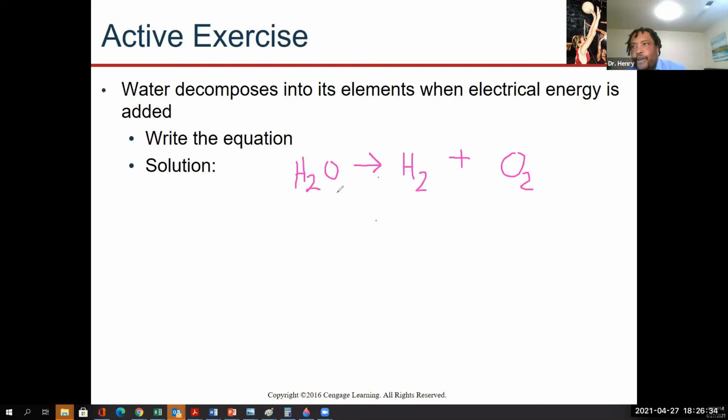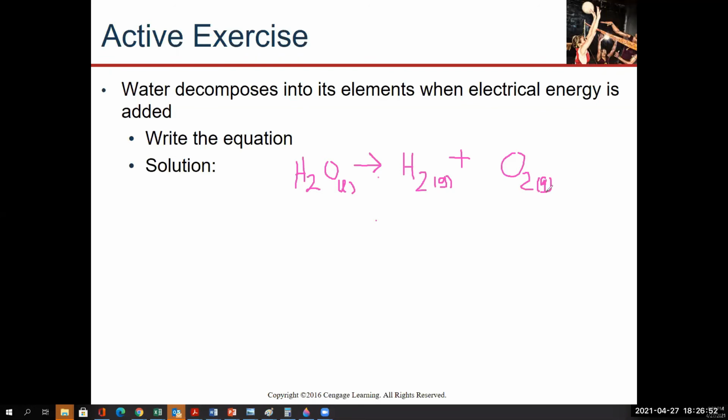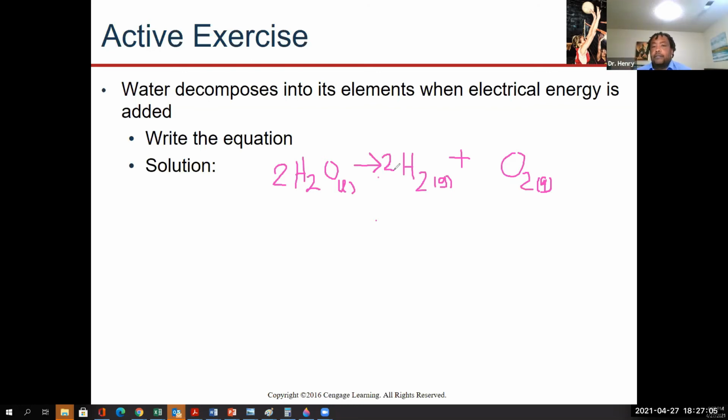What are the states? We have water. Oh, yeah. Okay, so what do I need to do to balance? Put a 2 in front of H2O. Oh, wait. Yeah, 2, and then put a 2 in front of H2. Okay, piece of cake.